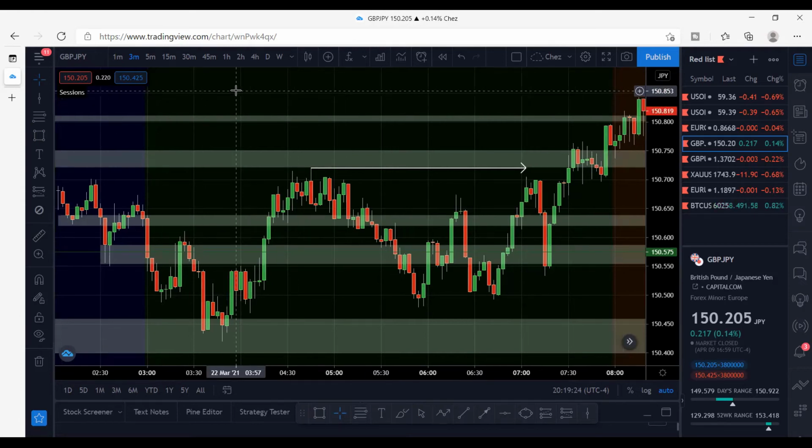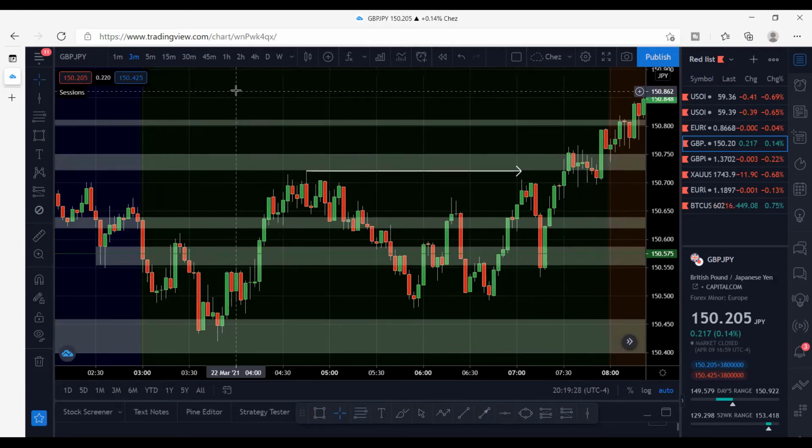Okay, we have that. You can enter at this point right here. Put your stop loss right below here. Don't put your stop loss all the way down, that's too broad. Put it below the zone or something.